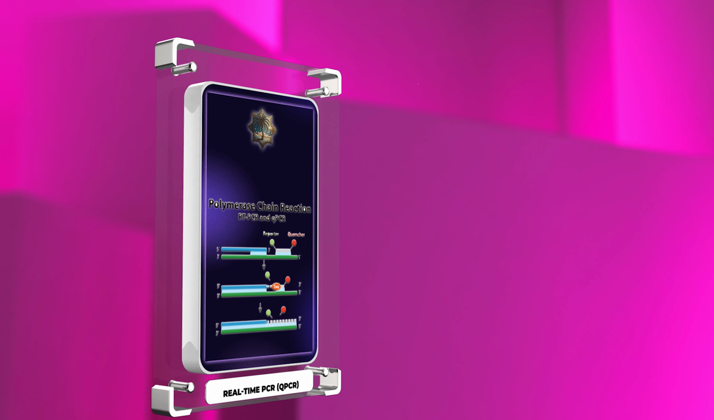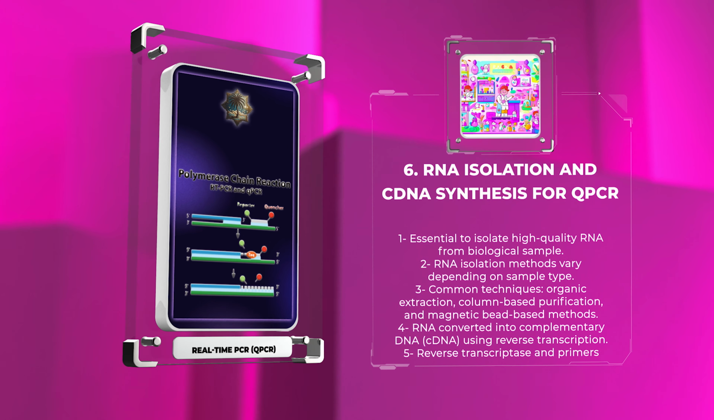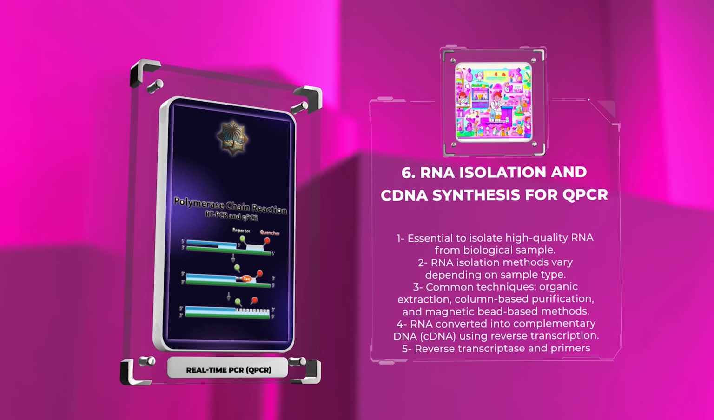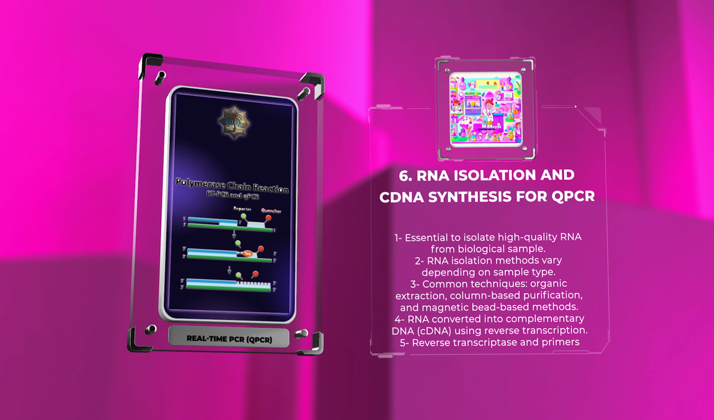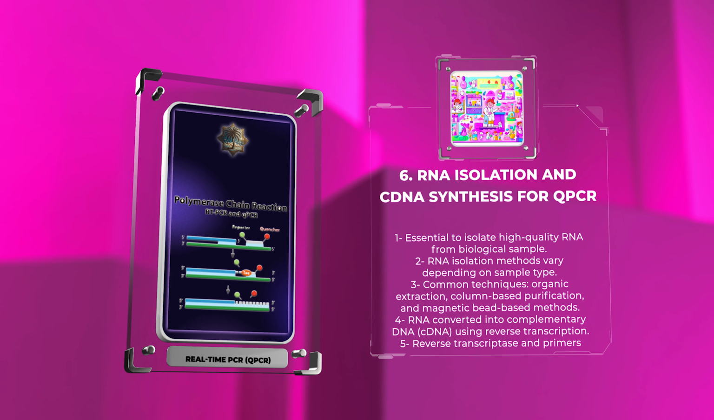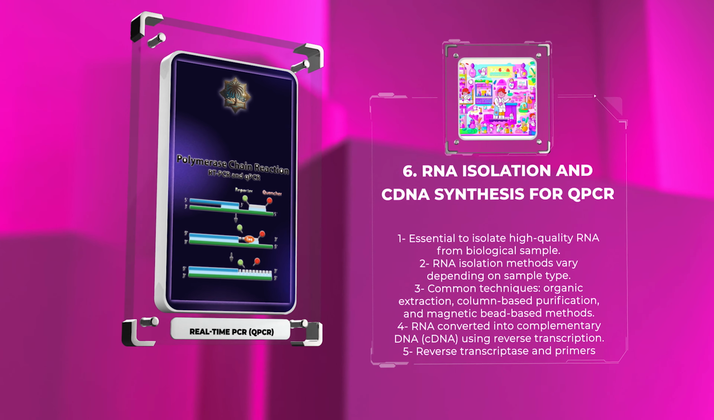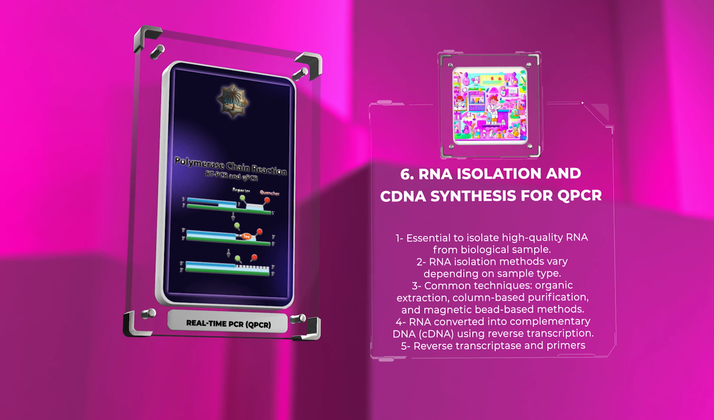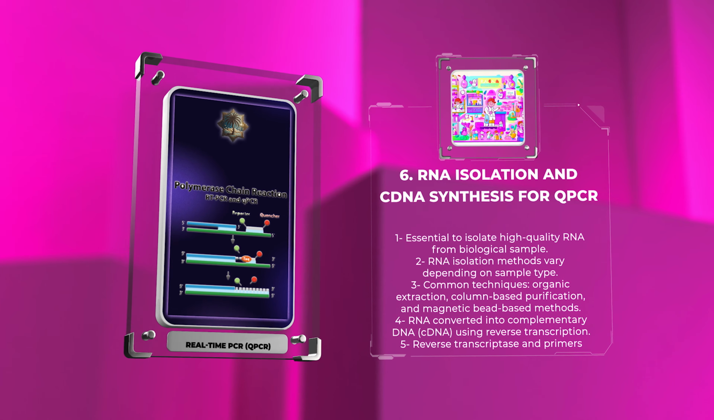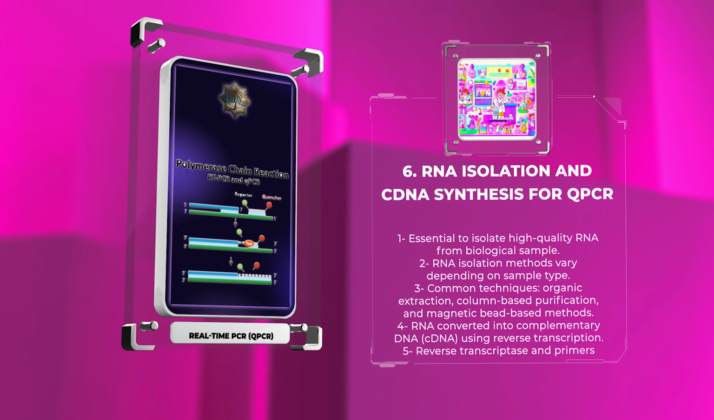Before performing qPCR, it is essential to isolate high-quality RNA from the biological sample of interest. RNA isolation methods vary depending on the sample type, with common techniques including organic extraction, column-based purification, and magnetic bead-based methods. Once RNA is isolated, it is converted into complementary DNA, cDNA, using reverse transcription. This step involves the use of reverse transcriptase and primers to synthesize cDNA from the RNA template. The resulting cDNA serves as the starting material for qPCR amplification.